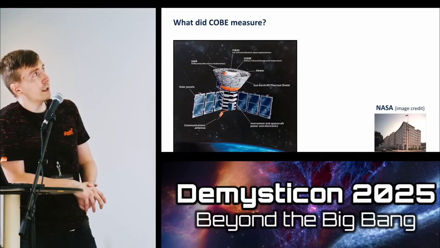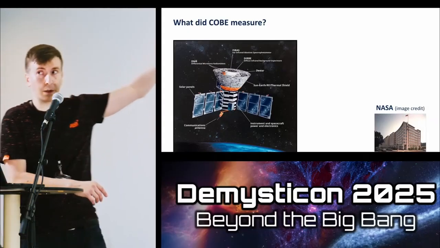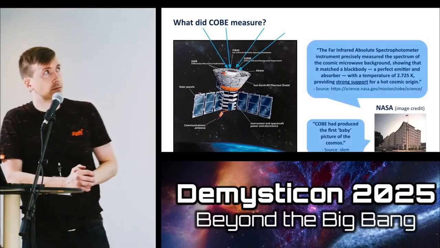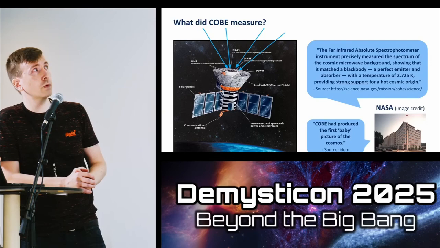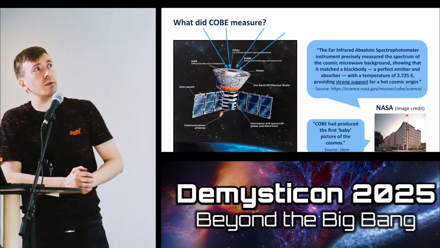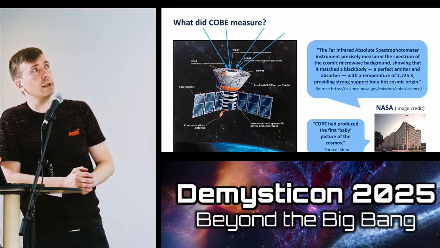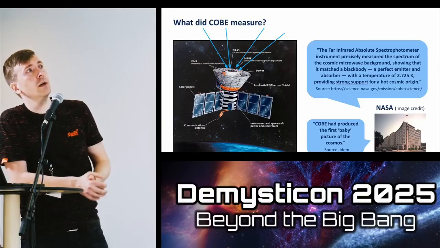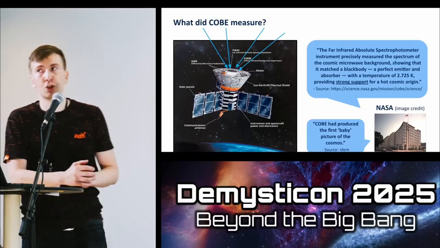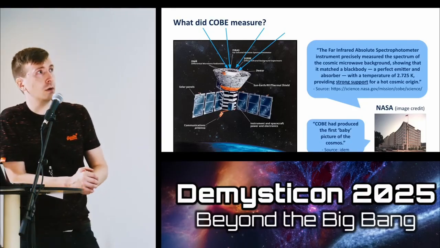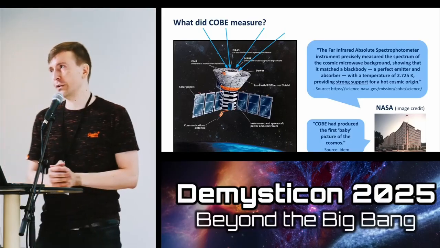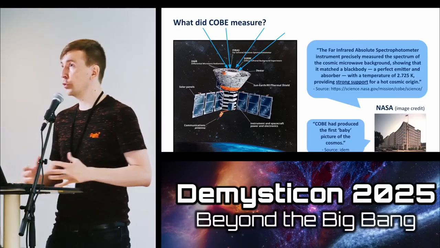So this is this COBE satellite. Very important is this gray shield that we will immediately talk about. And then you have NASA saying things like, the far infrared absolute spectrophotometer, so this FIRAS that you see in the picture, instrument precisely measured the spectrum of the cosmic microwave background, showing that it matched a black body, a perfect emitter and absorber with a temperature of 2.725 Kelvin, providing strong support for a hot cosmic origin. COBE had produced the first baby picture of the cosmos. Statement, no doubt about it anymore.